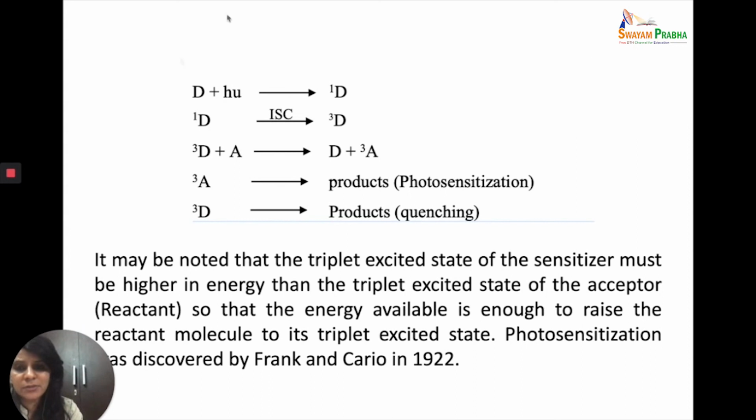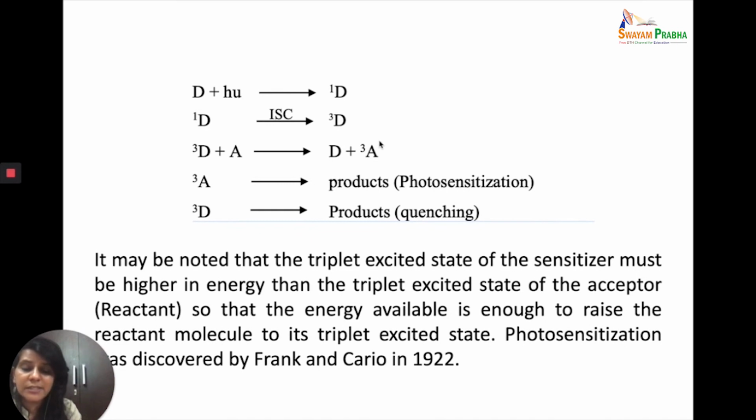Now let us look at this through the mechanism. The donor absorbs light and undergoes excitation to the first singlet excited state. This first singlet excited state is higher in energy than the first triplet excited state, so there is an intersystem crossing, and it goes to the triplet excited state. This triplet excited state of the donor is higher in energy than that of the acceptor, and the donor and acceptor are in close contact. So because of the collision, there is a transfer of energy from the donor to the acceptor. The donor goes to the ground state and the acceptor goes to the excited state.